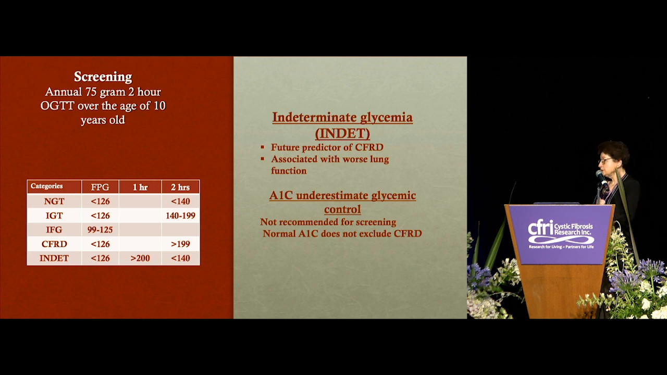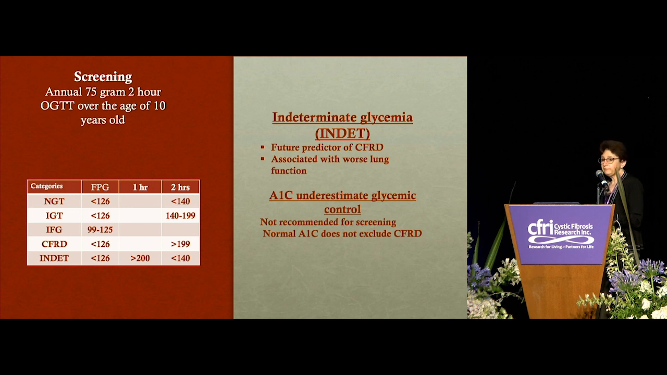Now we have another term called INDET, which stands for indeterminate glycemia. So what is the significance of INDET? It's diagnosed when fasting blood sugar is below the criteria for diabetes and the 1-hour value is over 200, but the 2-hour value goes back to normal. It has been shown to be a future predictor of cystic fibrosis-related diabetes, and it is already associated with worsening of lung function.